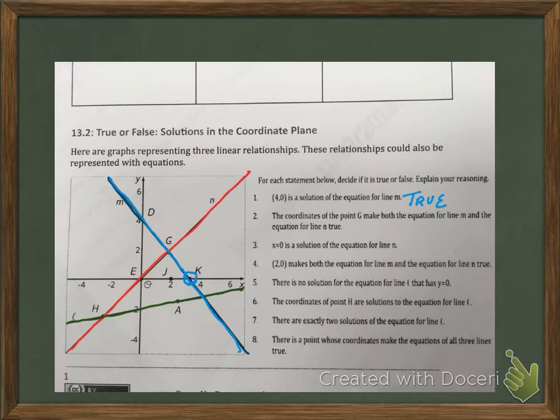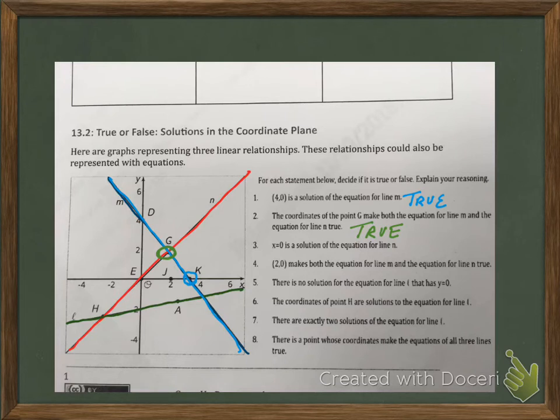Number 2, the coordinates of point G make both the equation for line M and the equation for line N true. So we're going to take a look at point G. Point G is right here, and we want to decide whether or not that makes M and N true. And that is true because it falls on both those lines. So when a point is on the line, it makes that equation true.